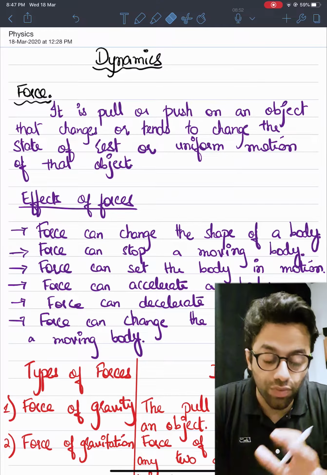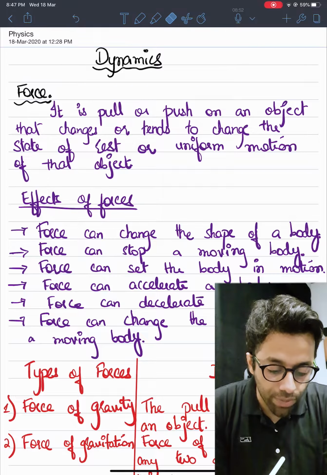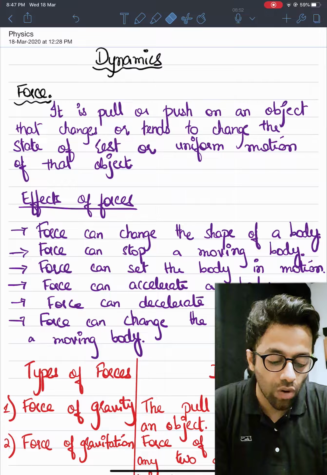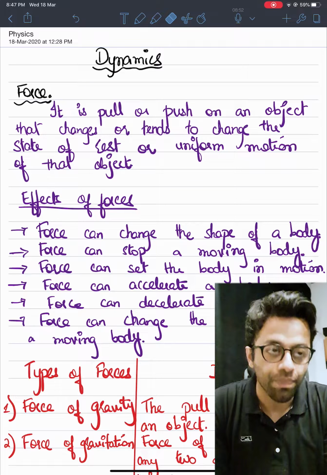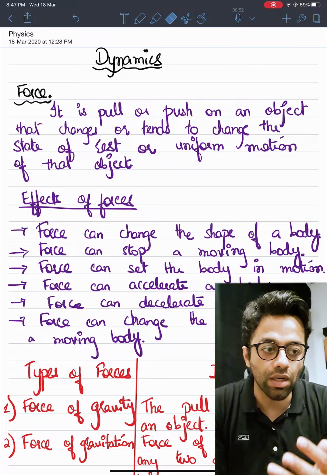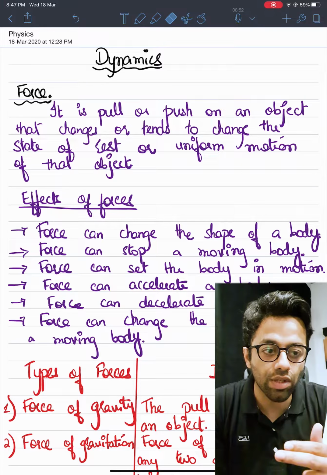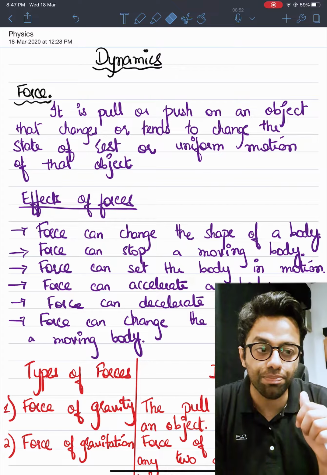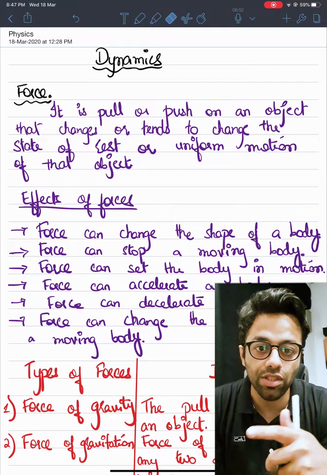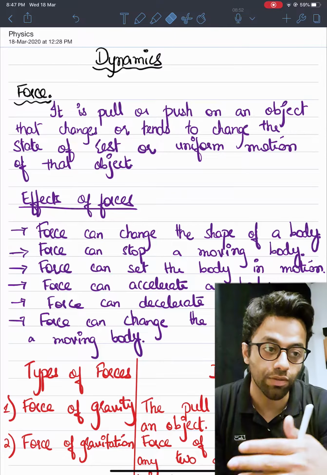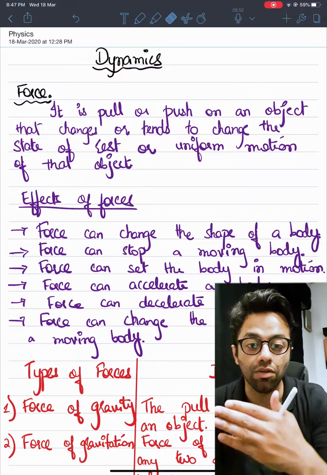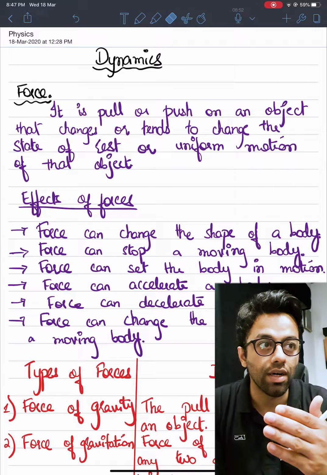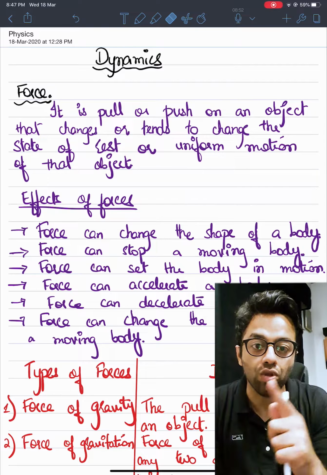So let's talk about what is force. Force is a pull or push on an object that changes or tends to change the state of rest or uniform motion of that object. In physics, it is important that you realize that everything that pulls or pushes an object is not classified as force. You have to understand the difference. In physics, force is only applied when an object changes its state of motion from rest to moving, or if it's moving with uniform motion. Uniform motion means that the speed is constant.